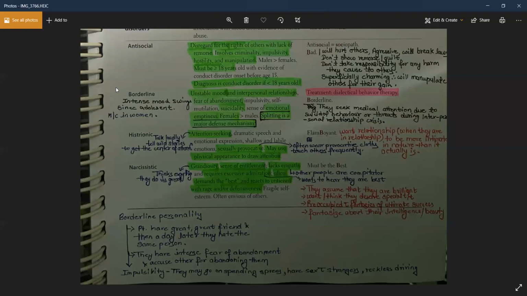Okay, they always want the relationship to be too much romantic. They already have a romantic relationship, but they want it to be much more romantic than what it is now. These are the histrionic.